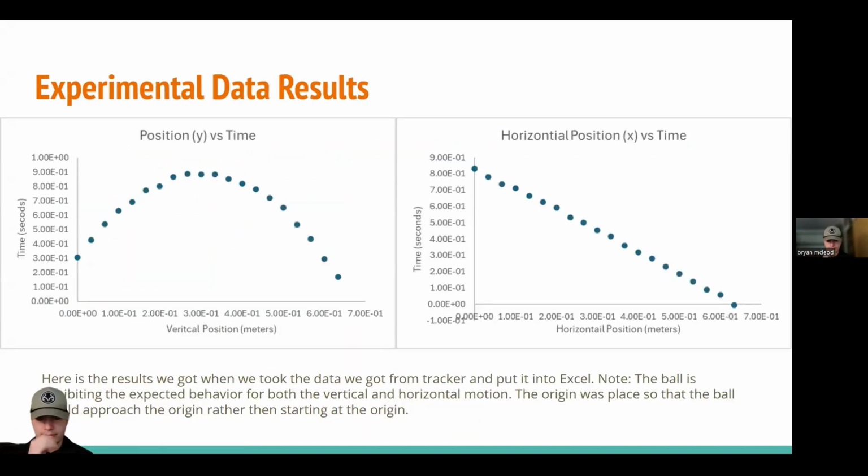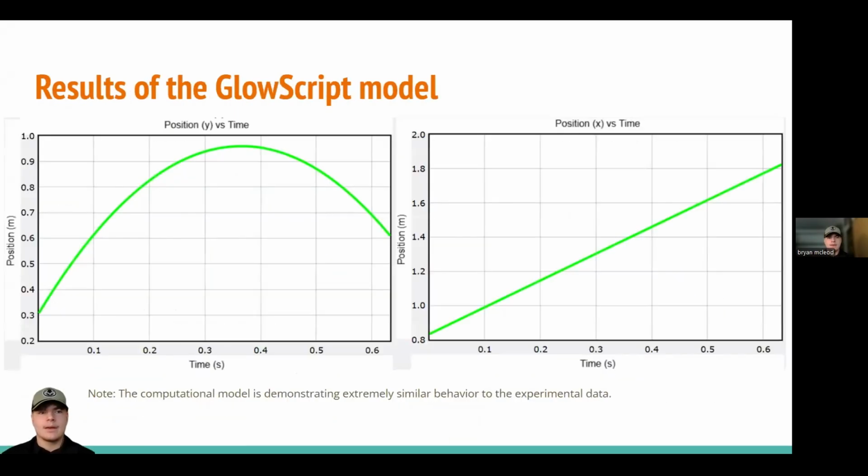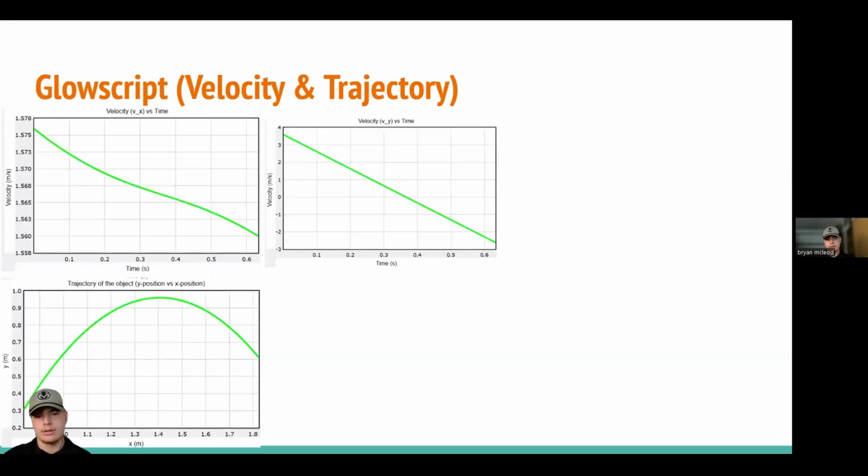Experimental data. Here's the results when we took the data from Tracker and put it into Excel. Note the ball is exhibiting the expected behavior for both the vertical and horizontal motion. The origin was placed so the ball would approach the origin rather than going away from the origin or starting at the origin. And then here's our GlowScript model. So the computational model is demonstrating extremely similar behavior to our experimental model.